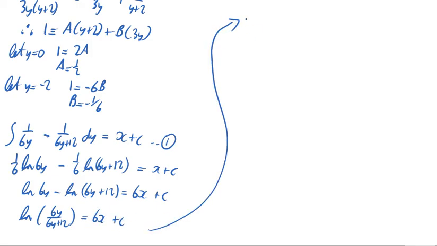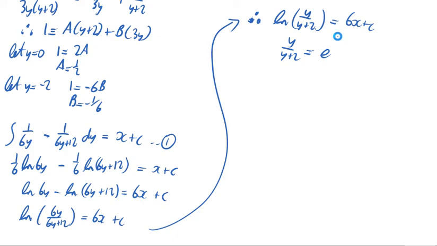Okay, we should have enough room to finish this off here, hopefully. To do this then, first thing we want to do is just tidy up the left-hand side. That's going to be ln of y over y plus 2, so just divided through by 6 top and bottom, and then it's equal to 6x plus c. We want to make y the subject, so you've got y over y plus 2 is equal to e to the power of 6x plus c.